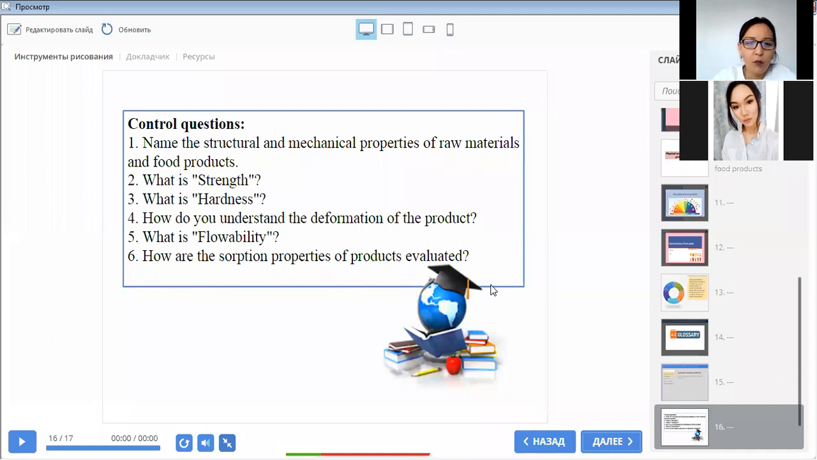Question number 3. What is the hardness? What does this term mean? And question number 4, how do you understand the deformation of the product? And the next question is, what is the solubility? And question number 6, how are the absorption properties of the product evaluated?